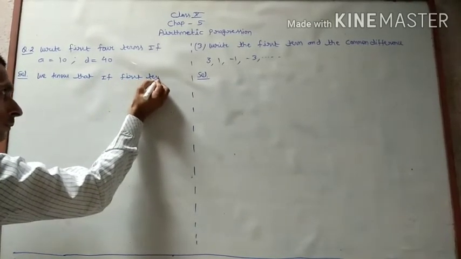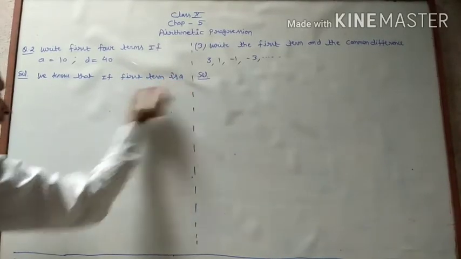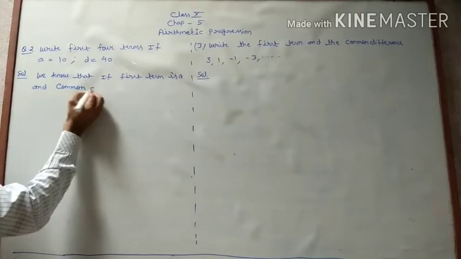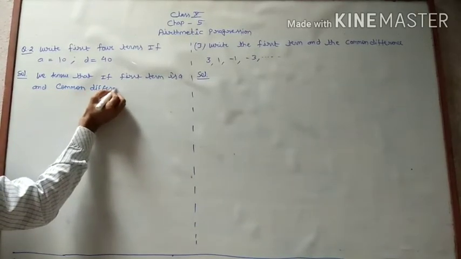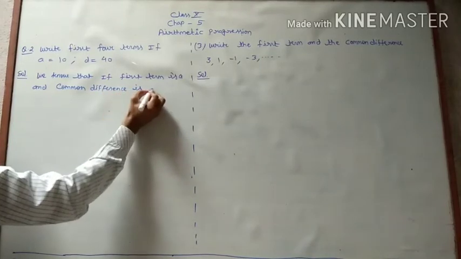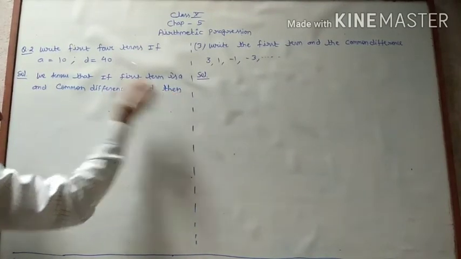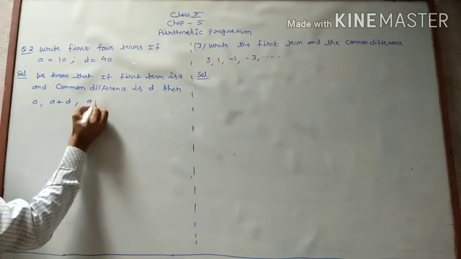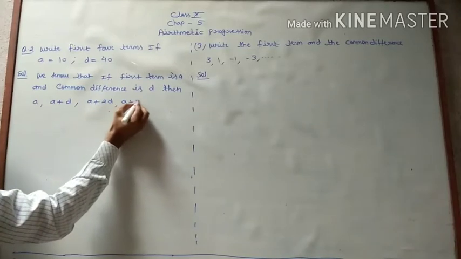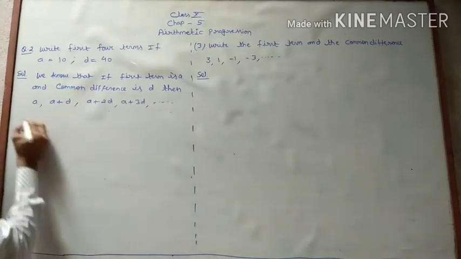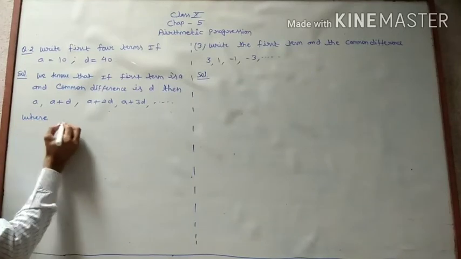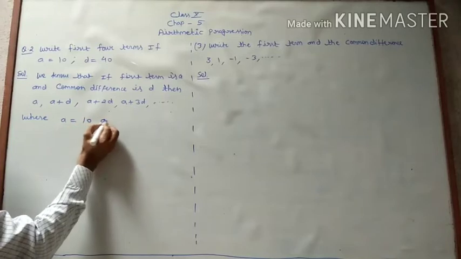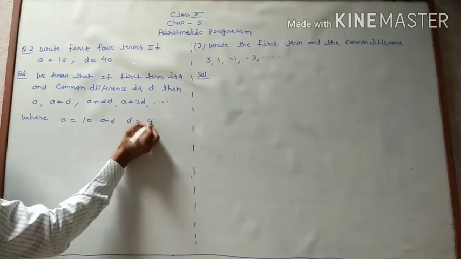term is A and the common difference is D, then the AP is A, A plus D, A plus 2D and A plus 3D dot dot dot, where A is equal to how much? A equal to 10 and D equal to 40. It is written.